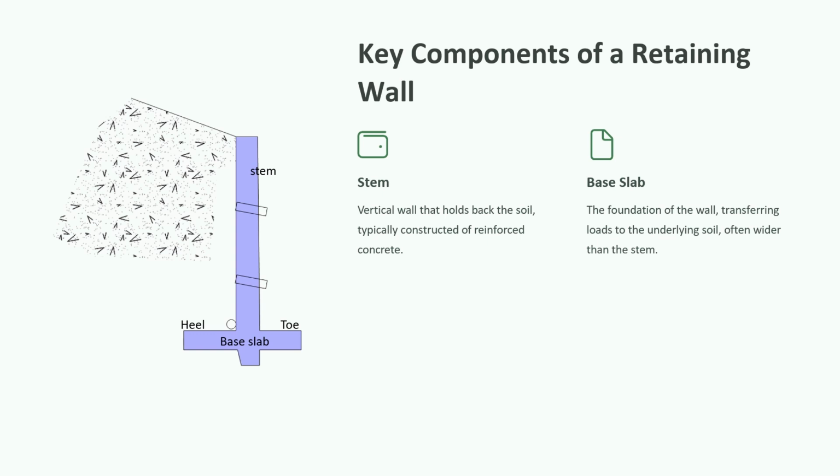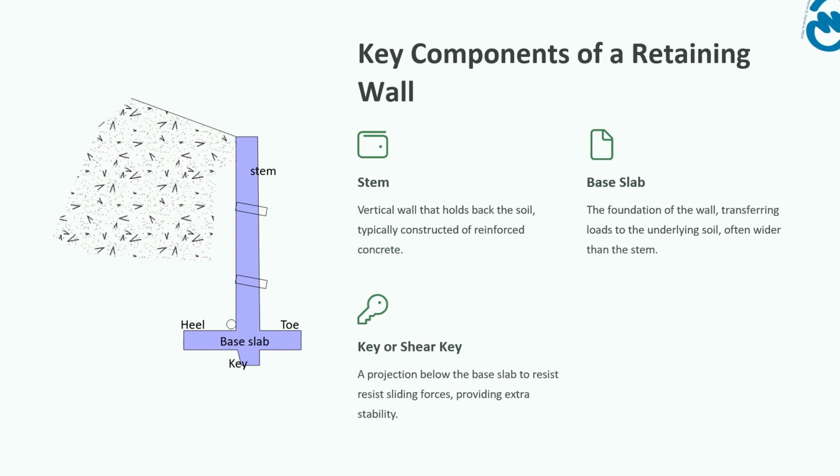The base slab has two distinct sections, the heel and the toe. The heel is the portion that extends under the soil being retained, while the toe is the part that projects on the opposite side for additional support. In some designs, a shear key is included below the base slab. This projection increases the wall's resistance to sliding by engaging more of the underlying soil.